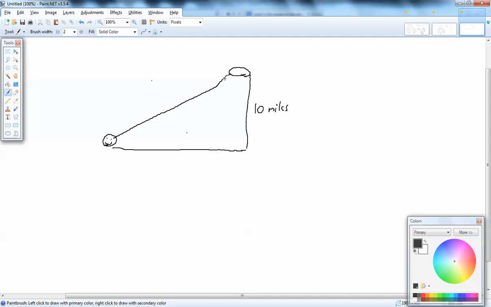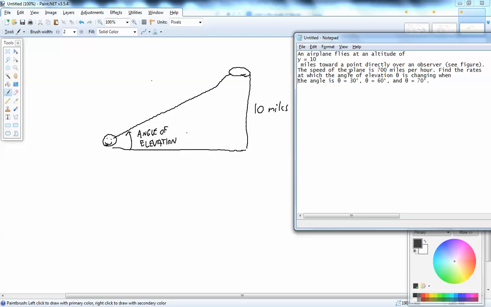I had to Google this morning. I don't remember this. I wasn't sure what the angle of elevation was, but from the pictures on Google, they show somebody standing down here looking up. So that's the angle of elevation. Okay, toward a point directly over an observer.